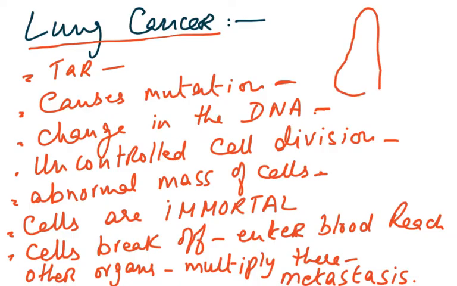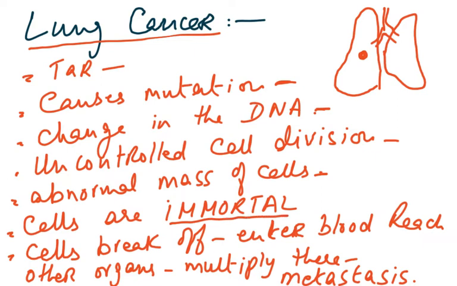So in the lungs of a person, there's going to be an abnormal mass of cells. So these are the two lungs of a person. You have the right lung and the left lung, and the trachea divides into the right bronchus and the left bronchus. So you're going to find an abnormal mass of cells. But then these cells are immortal. Immortal means they never die. That is what you have to understand.